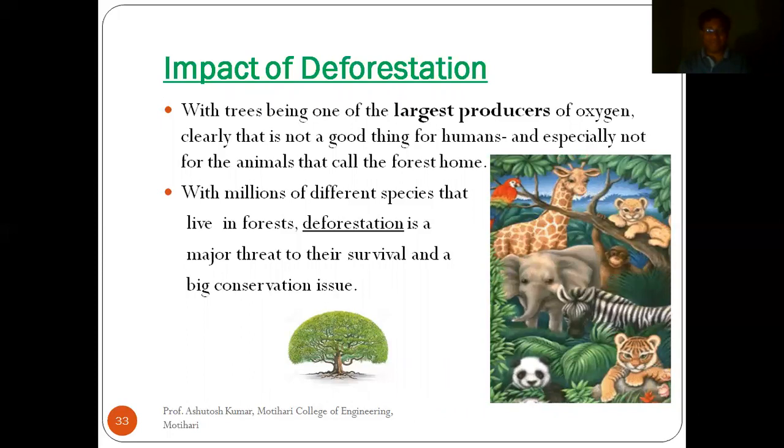So man is affecting the environment at a huge level. With millions of different species living in forests, deforestation is a major threat to their survival and a big conservation issue. We have to conserve the animals, we have to conserve the lions. Otherwise, what will happen? The entire ecosystem will collapse, and the survival of humans will be in danger.